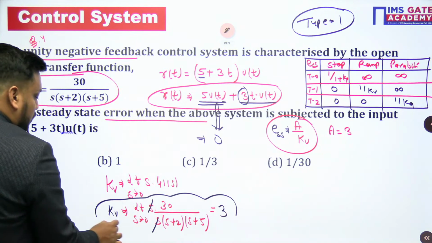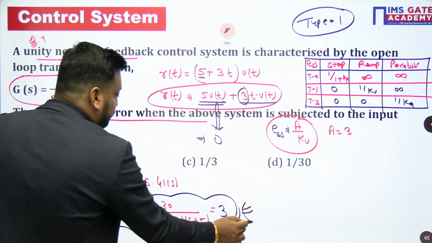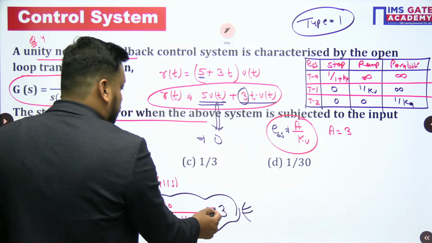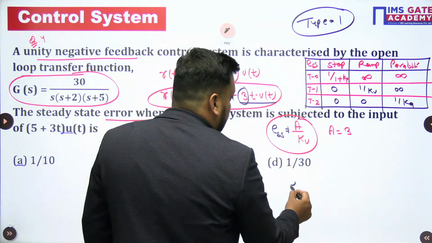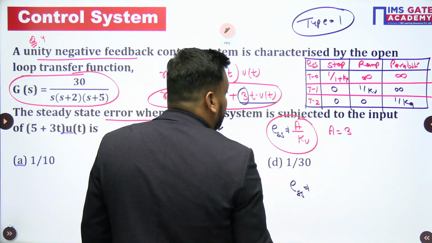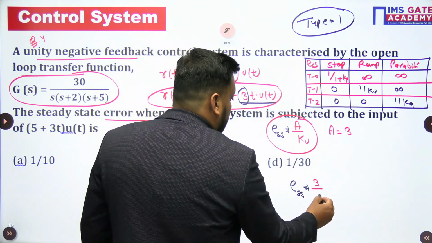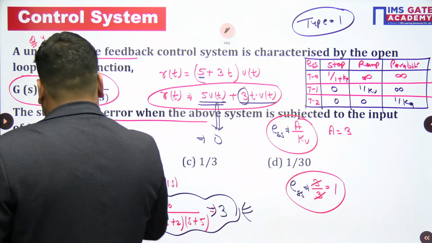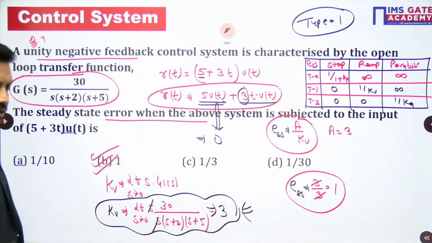Bolo beta, yes or no? Is the Kv value 3 or not? So your Kv value will be 3, and once your Kv value is 3, your final answer for steady state error will be what? A is 3 and Kv is also 3. So 3 by 3 cancels, the answer is 1. And answer is 1 means option number B. Yes. Bolo bachcho, yes or no?